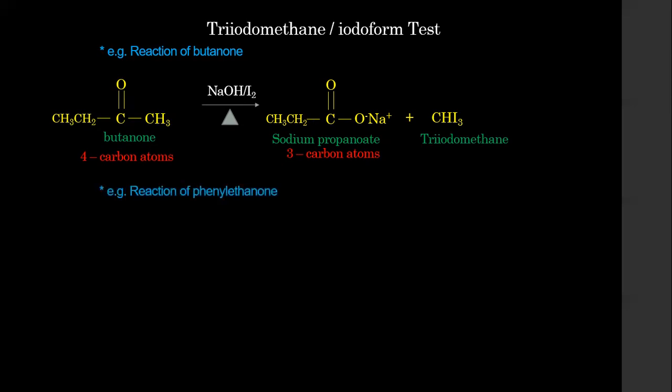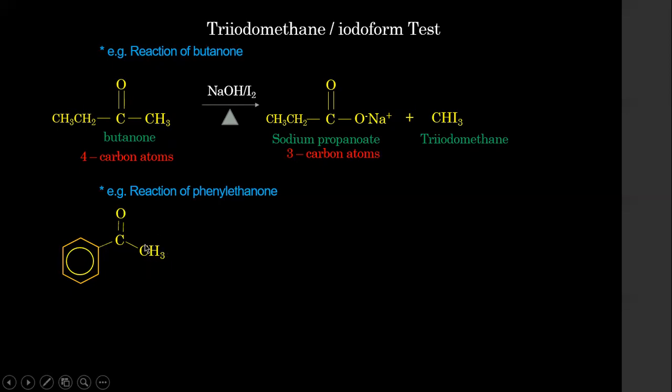You can think about another reaction. This time it is the phenylethanone molecule. This molecule has a phenyl group, and phenyl group means a benzene ring. We can construct the molecule step by step. The benzene ring gets a bond, and that bond connects to this part, where 2 carbon atoms are there. So this is phenylethanone.